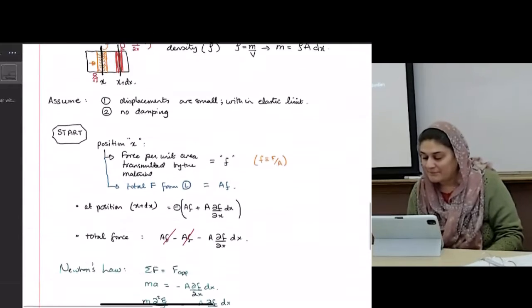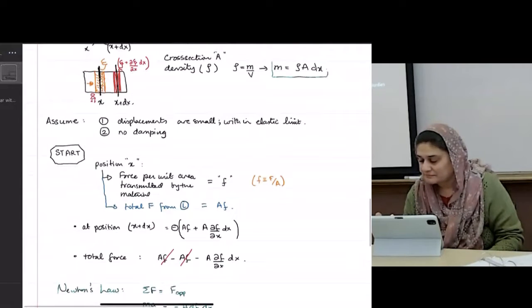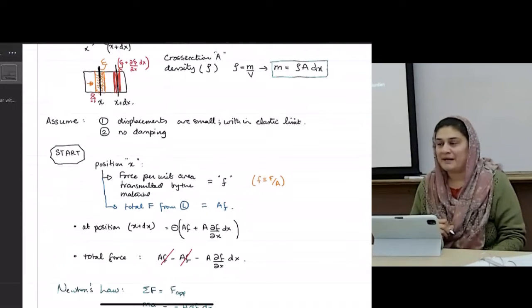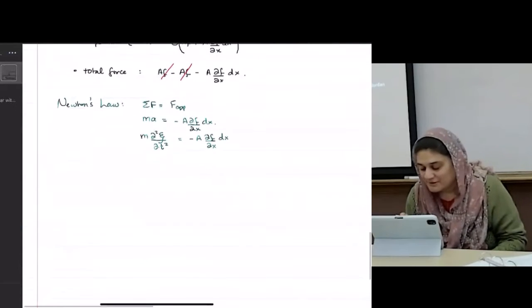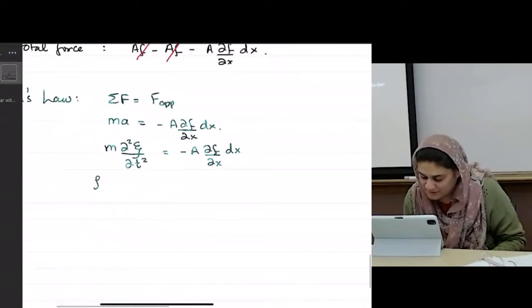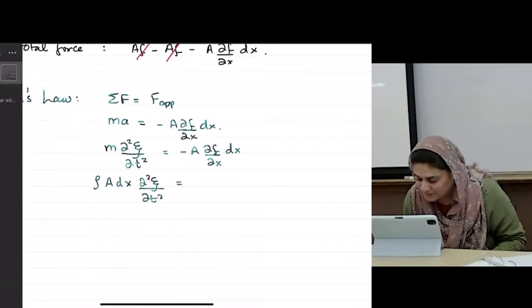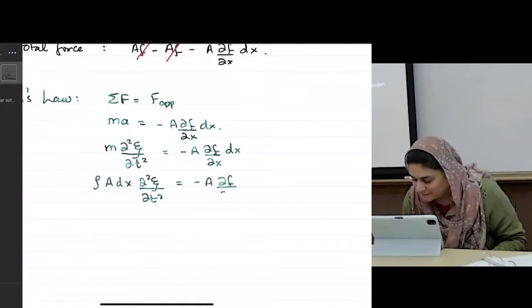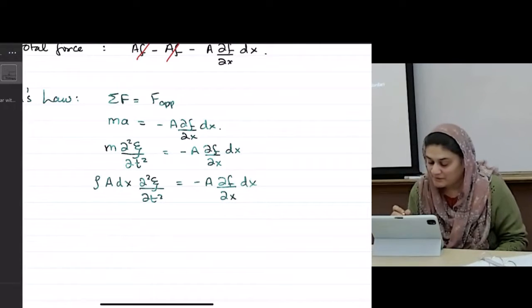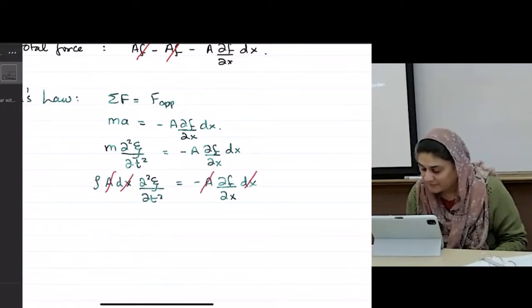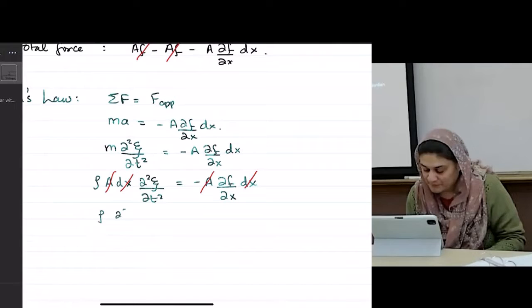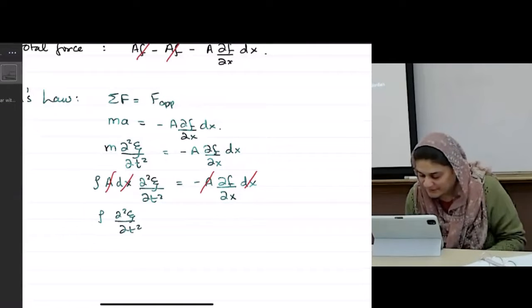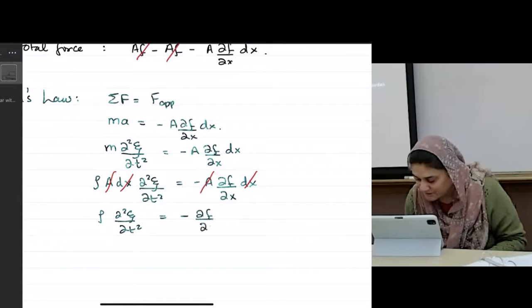What did I call m here? Can I plug that back in there for m? Rho A dx partial squared epsilon over partial t squared equals minus A partial F over partial x dx. Will this go away and that go away? What am I left with? Rho partial squared epsilon over partial t squared equals minus partial F over partial x.